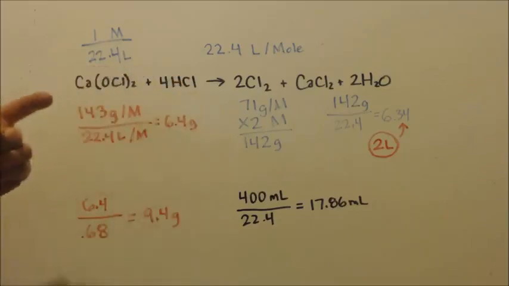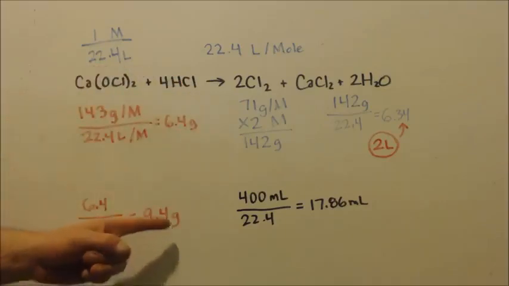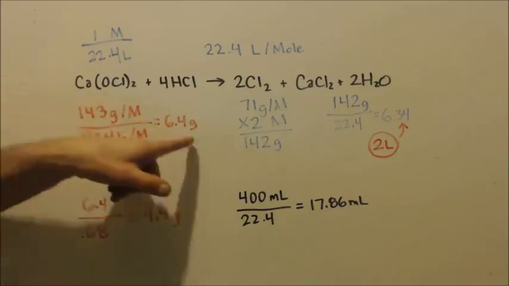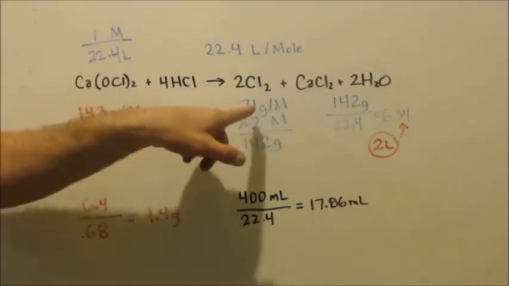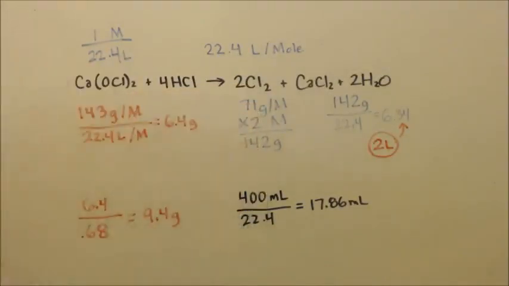So if I drip 18 milliliters of hydrochloric acid onto 9.4 grams of my shock, which is this much calcium hypochlorite, I will get 2 moles of this. 1 mole is 71 grams, so 2 moles is 142 grams. I divided everything by 22.4, so I did the same over here. I get 6.34 grams, and 1/22.4 of a mole is a liter, and I got 2 moles here, so that's 2 liters. So I'm going to make 2 liters of gas.